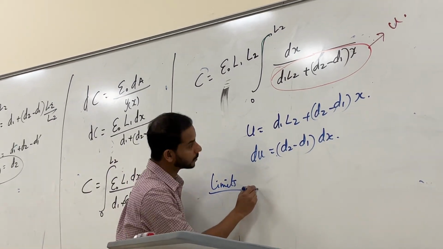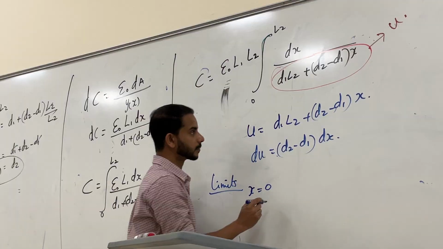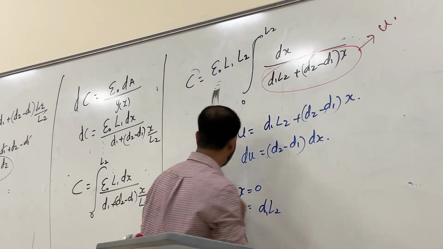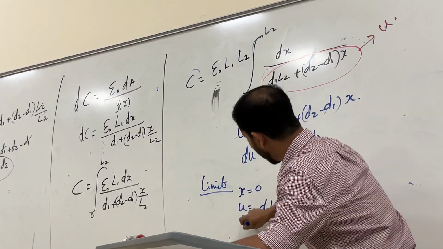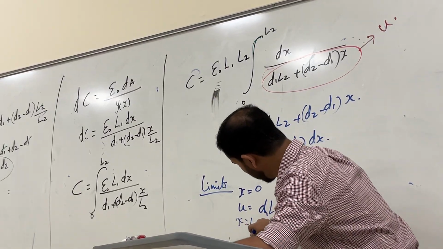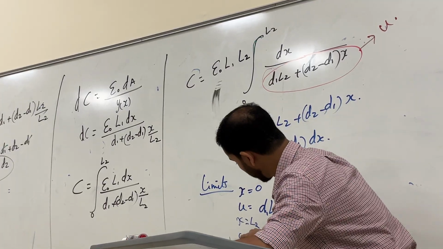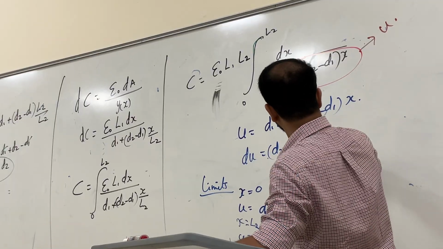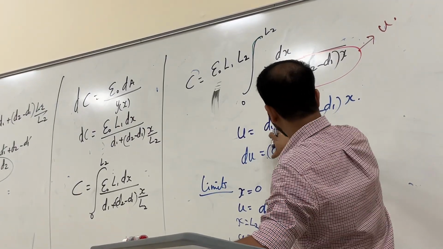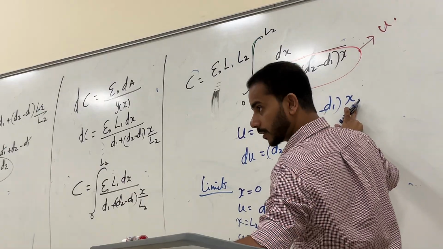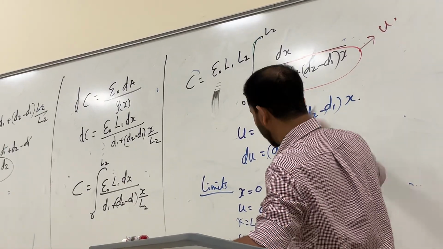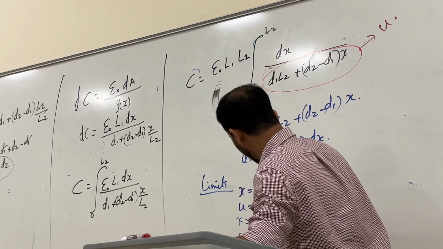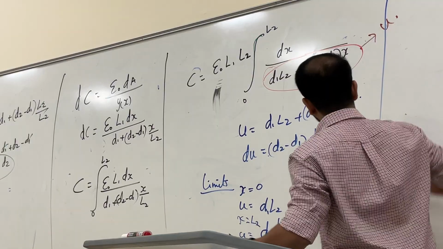When I have x is equal to 0, what is u? d1 L2, right? Yeah, d1 L2 when I have x is equal to 0. When I have x is equal to L2, what is the limit? It is d1 L2 plus (d2 minus d1) L2, right? Yeah. So d1 L2 and minus d1 L2 will be cancelled out. So I have d2 into L2. Instead of x, I substitute this one. So d2 L2. So now you just do the integration.